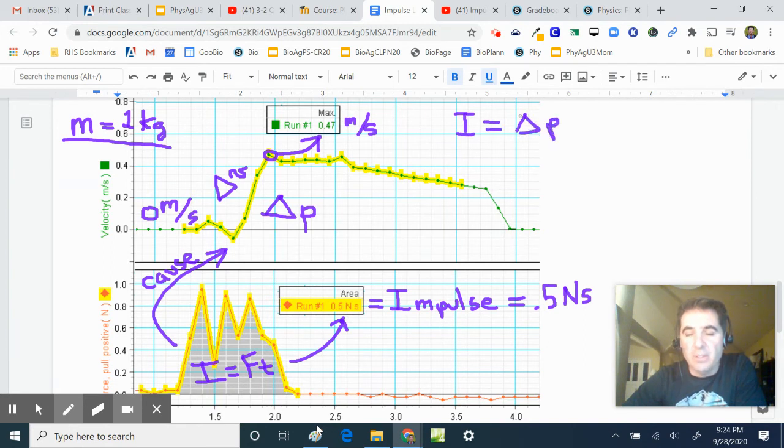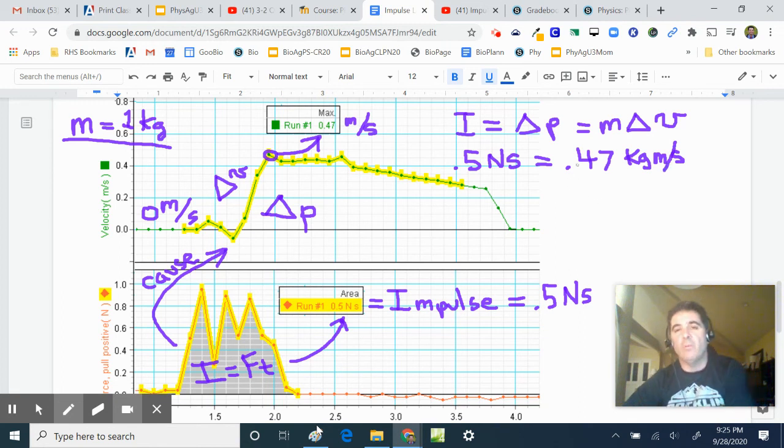we can write this a whole bunch of different ways. But impulse is 0.5 Newton seconds, and the change in momentum, in this case, is m delta v. Since the m is 1, and the delta v is 0 to 0.47, then 1 times 0.47 is 0.47 kilogram meter per second. So does that make sense? Does 0.5 equal 0.47?